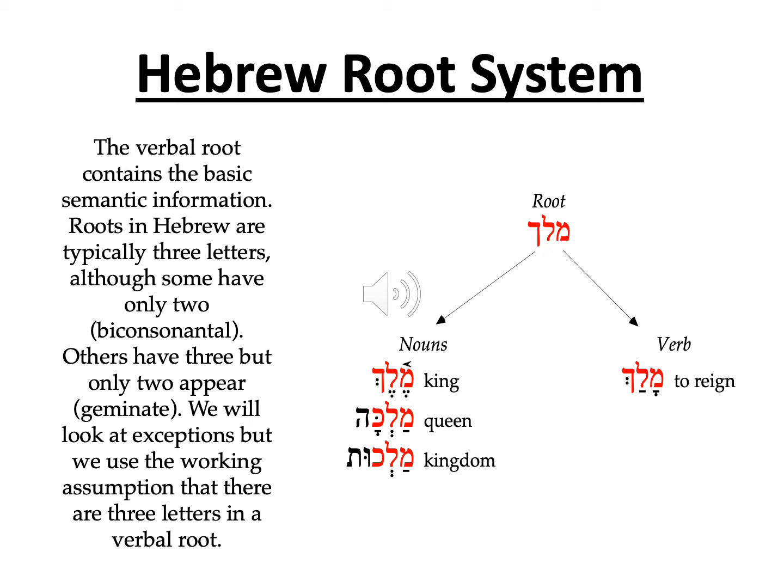We've already seen some of these verbal roots, such as the verb malak, from mem, lamed, kaf, that we also see in the words king, queen, and kingdom. Now we're going to be looking at it as the verb, and how this particular verb and other verbs are conjugated and inflected in order to communicate meaning.